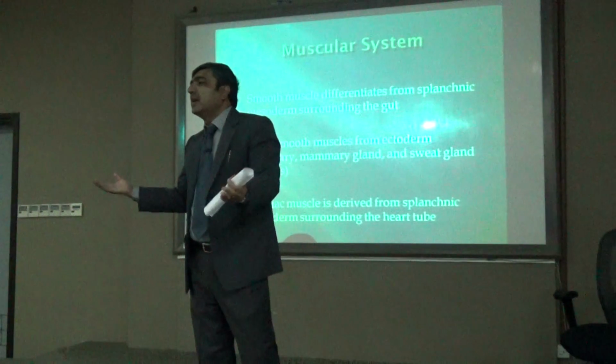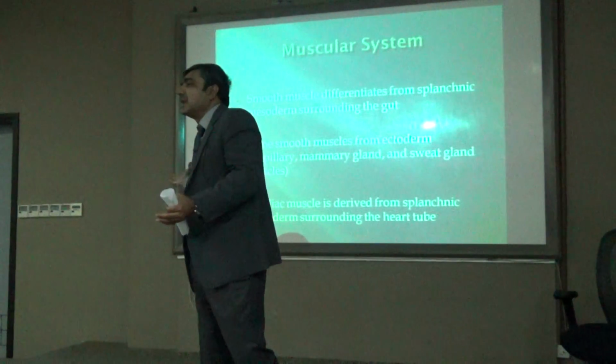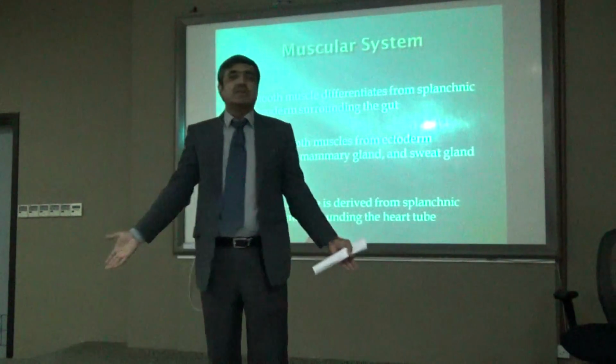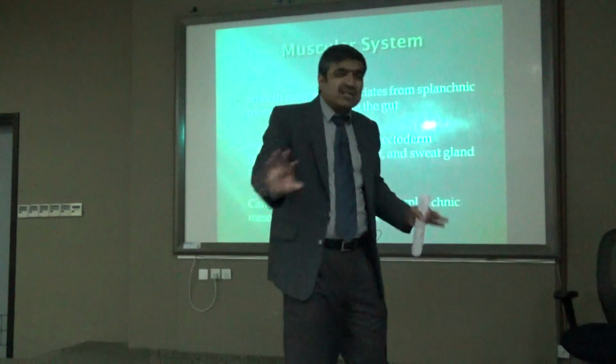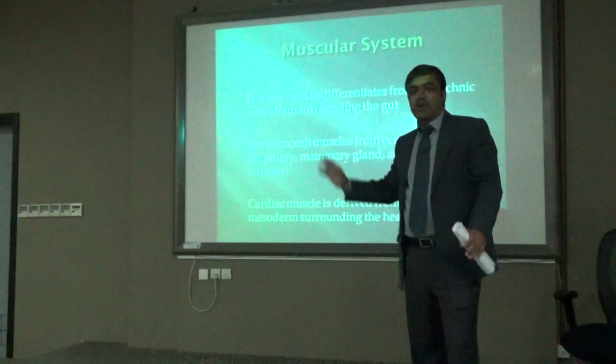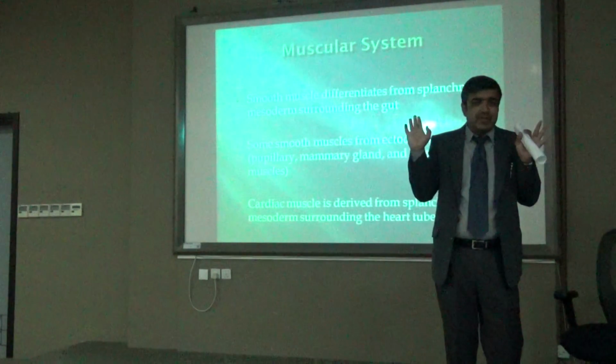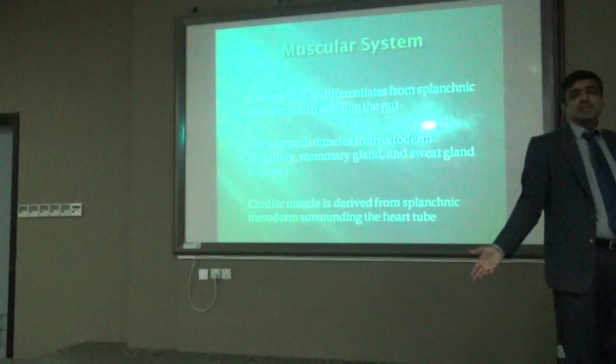In the GI tract, these muscles are smooth muscles. In the cardiac region, these muscles are known as cardiac muscles. There is a slight difference between them, we will talk about them later on. Do you understand this point? This is about the muscles.